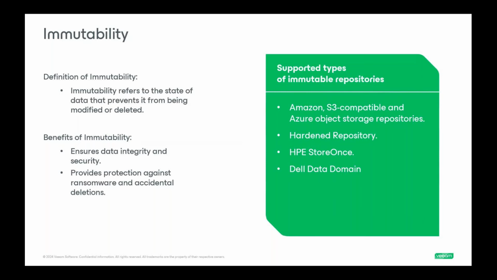Amazon S3 storage, not every S3-compatible storage, but a lot of the S3-compatible ones, and one of the QR codes will clarify that later on. But Azure Object Storage, Wasabi, Backblaze, there are a lot that have immutability supported. Of course, any supported Linux distro that you run as a repository, we have integration with the Linux kernel for immutability. That's what the hardened repository refers to.